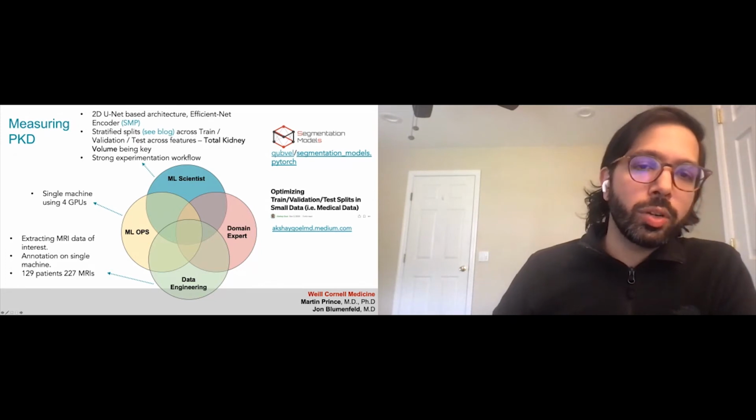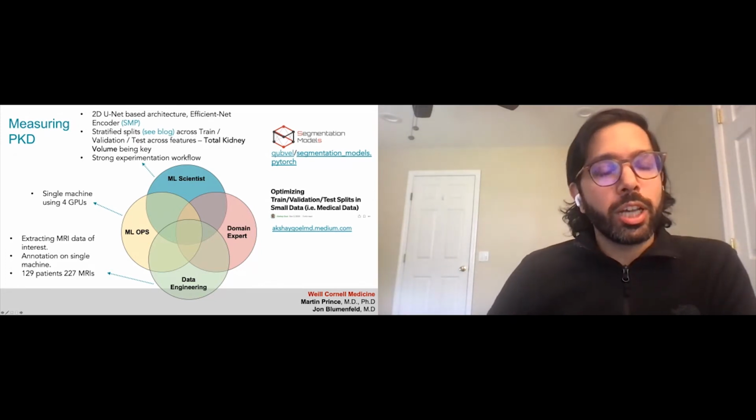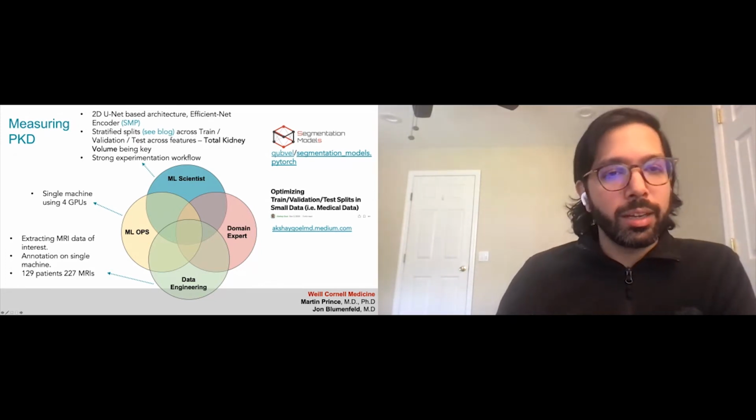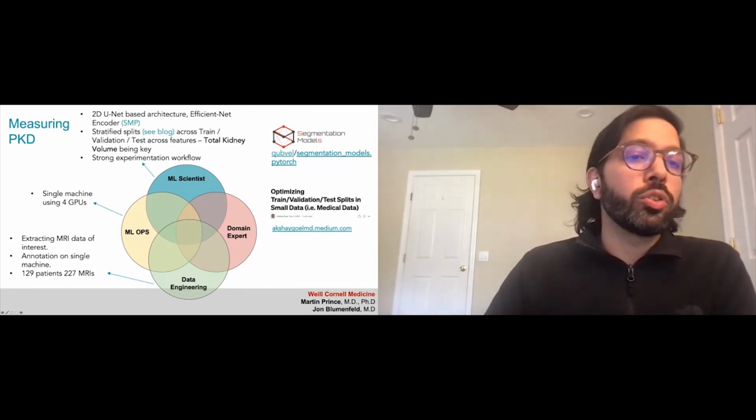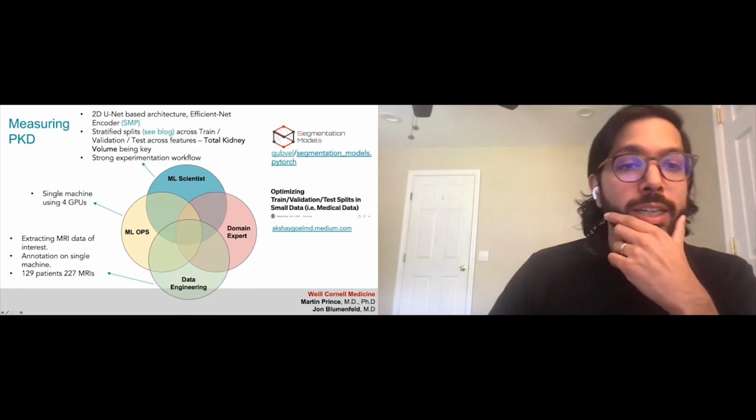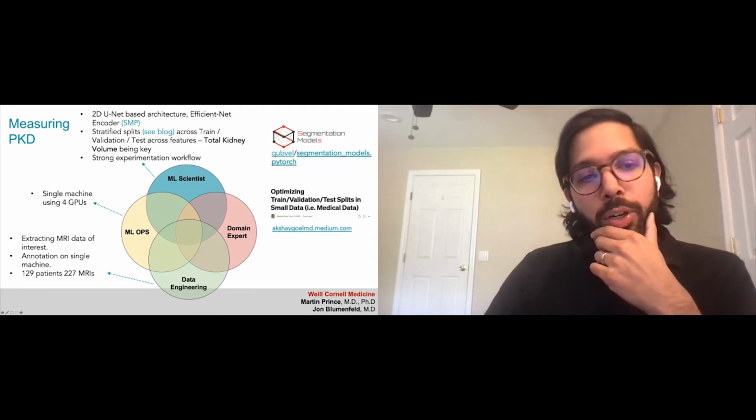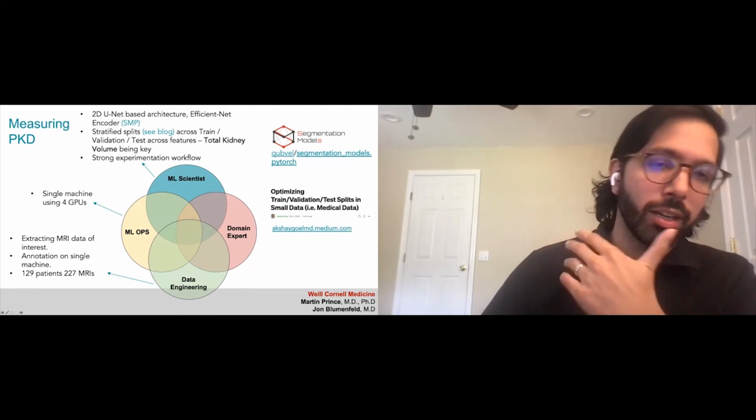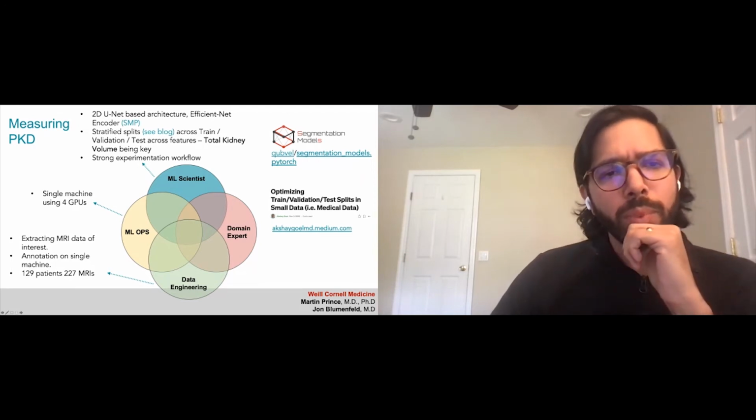I locked it to some degree. I did run a lot of experiments to try different parameters with that. But after that, my goal was really optimizing running experiments and making sure we had quality data. I'm essentially going from 60 MRIs to 227 MRIs to get a lot of data for the model to learn.